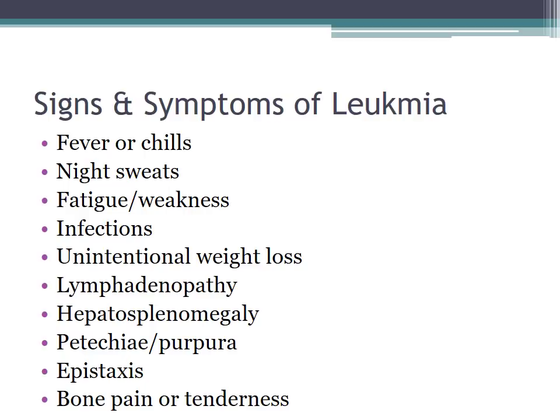Petechiae, purpura, and epistaxis are related to, again, some of those bad cells, the blast cells, starting to take over the bone marrow. We lose some of our good cells, so we have problems with the development of platelets as well. And bone tenderness or pain develops because as those blast cells start coming into the marrow and taking over the marrow, there can be pain that develops as a result as well.